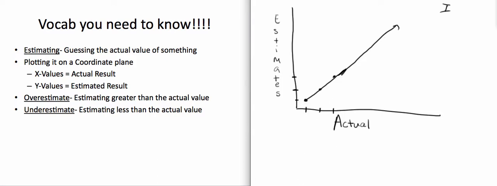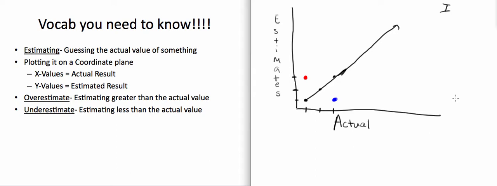Now what happens though is sometimes we estimate something, let's say we think it is 3, but it's only 1. So we plot that right there, okay, because we estimated it to be 3, the actual value was 1, so there's that plot right there. Now let's say we estimate something to be 1, but the actual is 3.